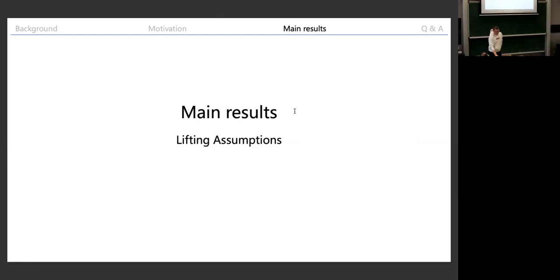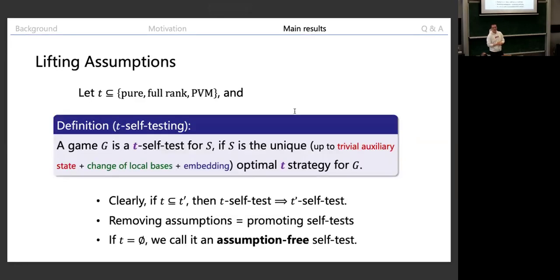Okay, and the most interesting part is the lifting of assumptions. To formalize our language, I will take T to be a subset of pure, full rank, and PVM. So this is basically the assumptions we're going to make about the employed strategy. And we say a game is a T self-test if this strategy S is uniquely optimum among all T strategies instead of literally all strategies.